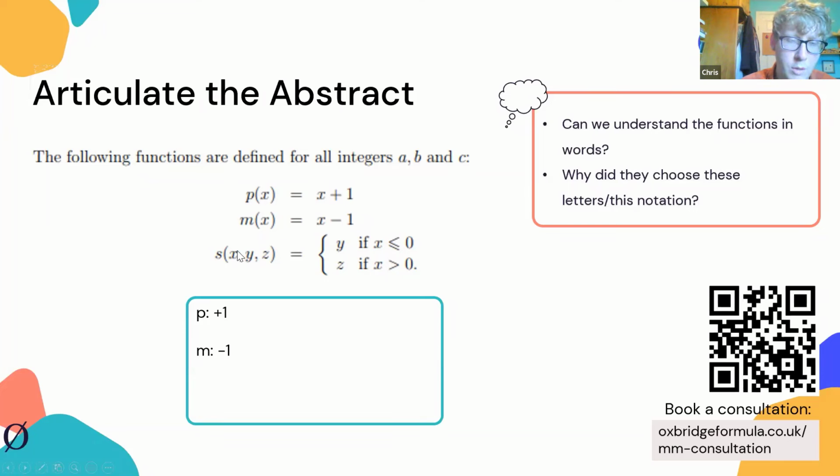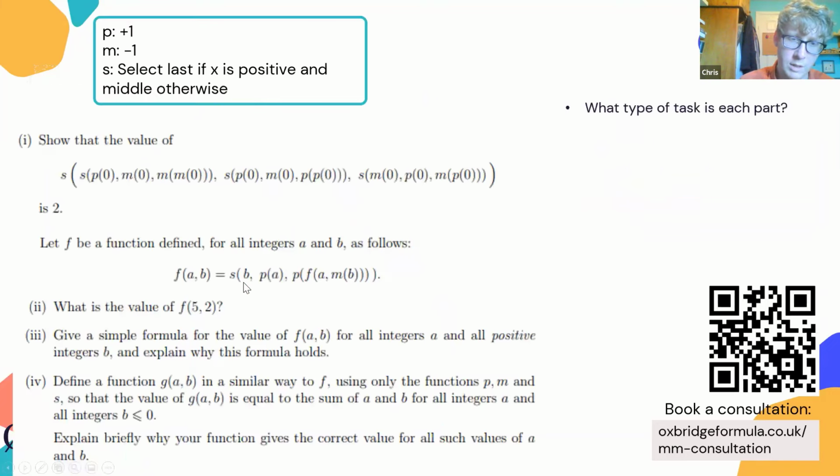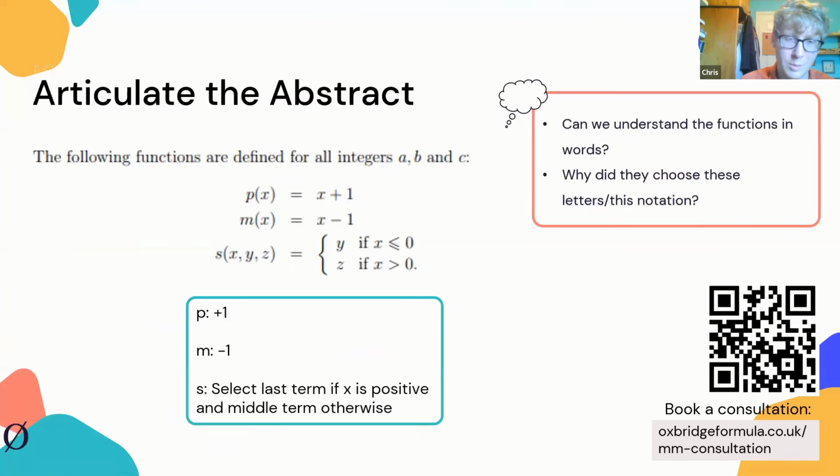And it's also probably not a coincidence they use the letters P, M, and S for these, because we've got plus and minus and then kind of a selector. So we could also state S as, I think we've got this written down. It's on the next page as well. It just selects the last term if X is positive and the middle term otherwise. So yeah, I think the point here is that wasn't hard, but if you think about it like that, then that long expression that we're going to see on the next page is just going to be much easier because you wrote this little note down.